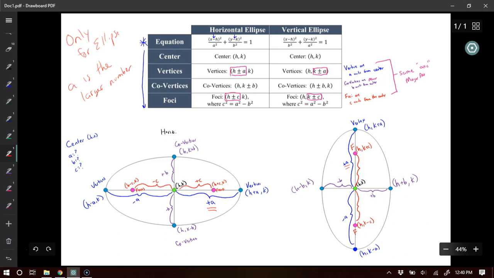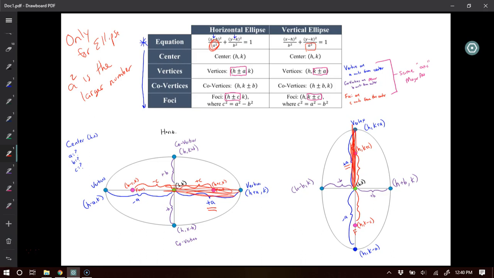But the formula doesn't deal with A, it deals with A squared. So A squared is the larger number. Whichever denominator has the larger number in it tells you whether it's vertical or horizontal. And the reason why is if my larger number is under the Y, I'm stretching the graph more vertically. And if my large number is under the X, I'm stretching the graph more horizontally on it. This is just meant to show you the visual pattern to it.